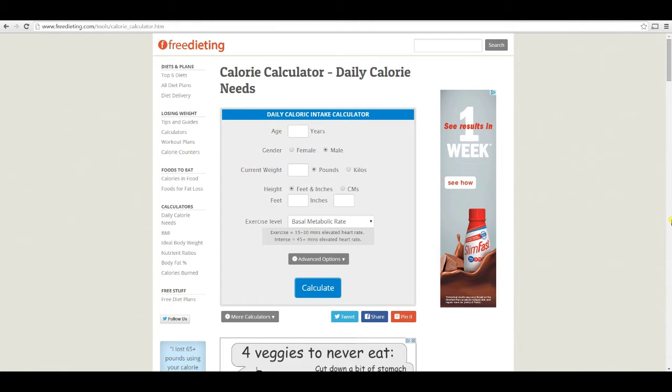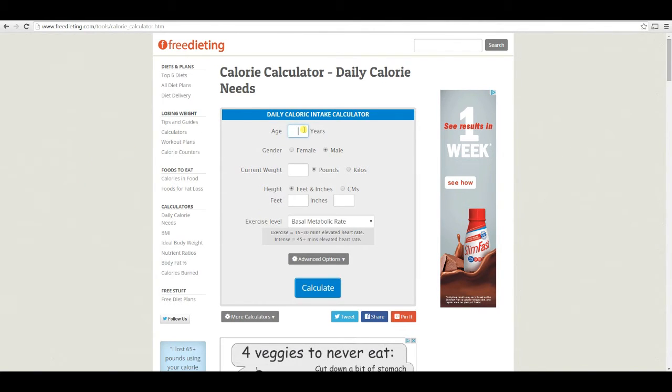Anyways, so figuring out your calories. I like to use this website because it's a very nice, clean, simple website. Really, if you type into Google calorie calculator, any one of them will work, but I like to use this website. I'll probably link it below in the description box in case you'd like to follow along step by step.